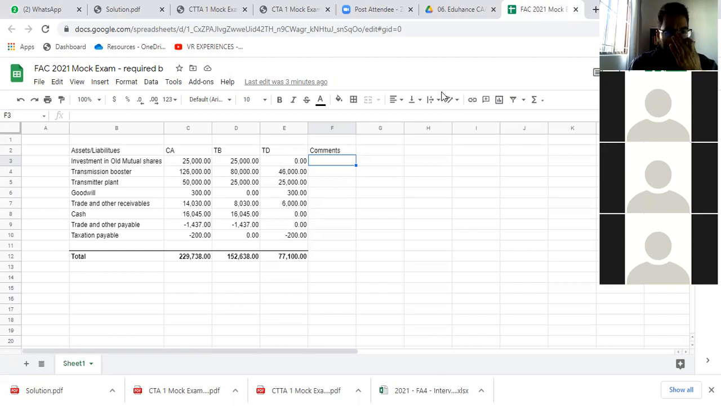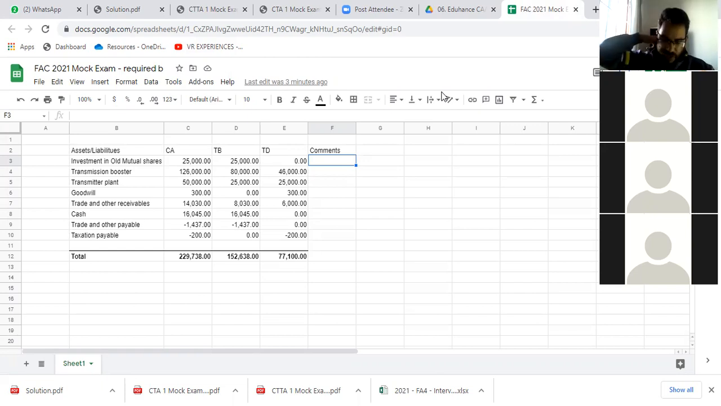So what would happen is the tax base would be the cost price. If you bought shares for 20,000, the tax base would be $20,000, right?